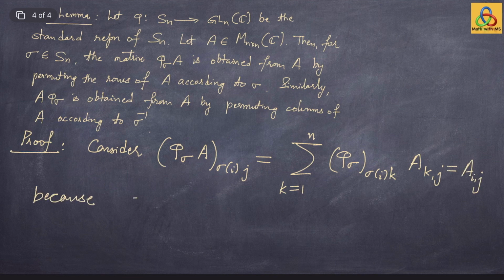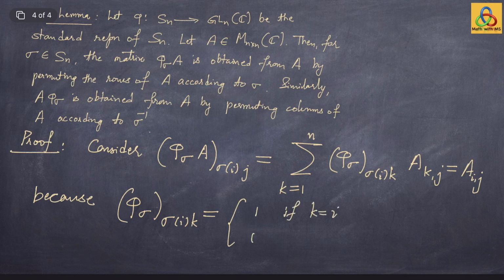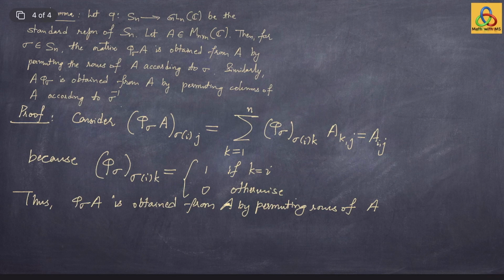Notice that phi sigma, if you want to look at its (sigma i, k)th entry, phi is the standard representation of the symmetric group. So therefore we know what its entries are. This by definition is the same as 1 if k is i and 0 otherwise. Thus phi sigma into A is obtained from A by permuting rows of A according to sigma.